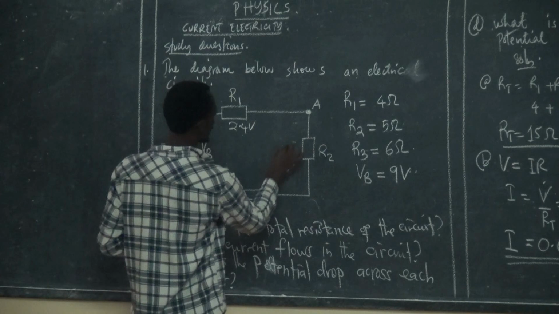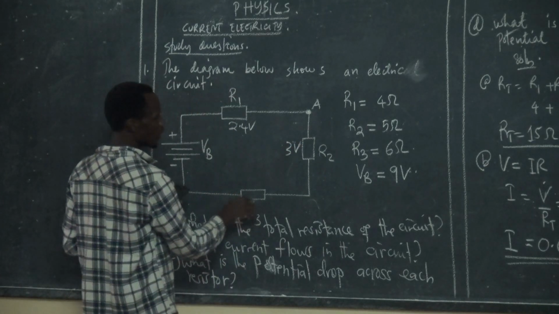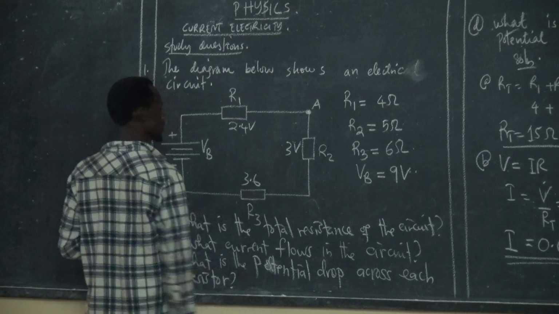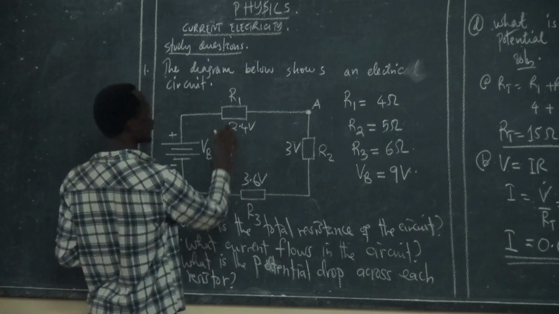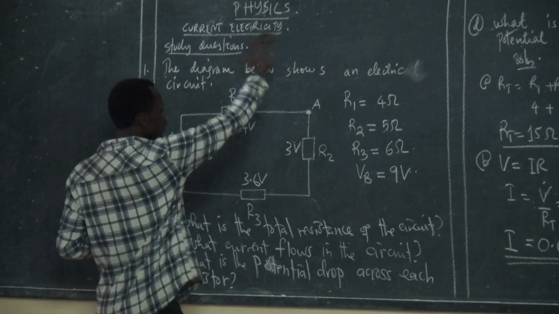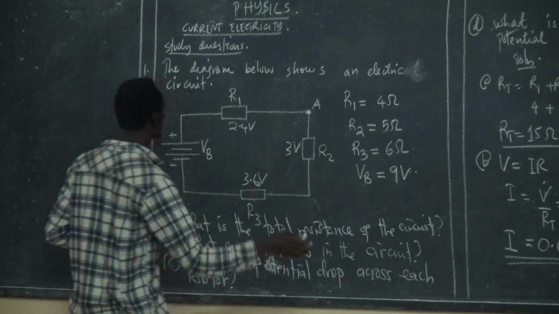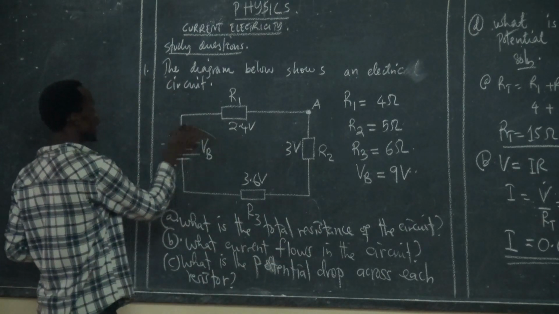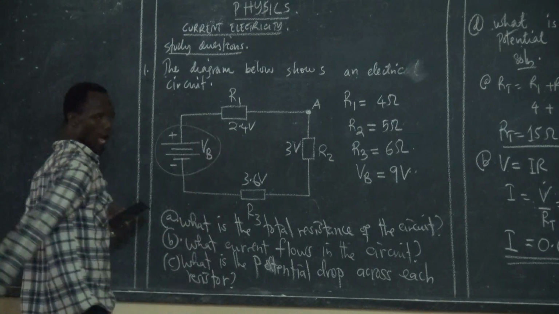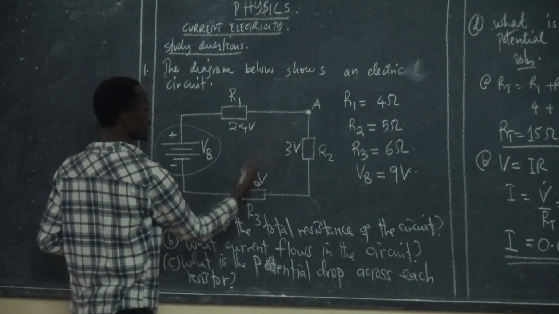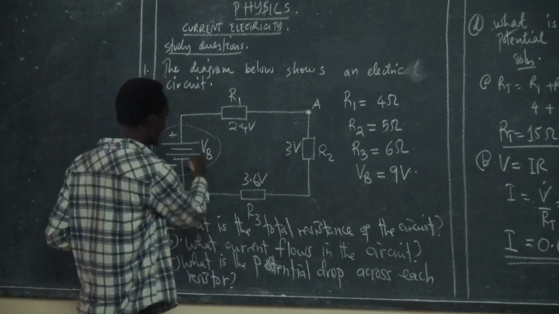It is what? 3 volt. R3, 3.6 volt. If now you sum them, the sum of the voltage across the circuit must be equal to the voltage across the battery. And that's why this plus this one plus this one equal to 9 volt.